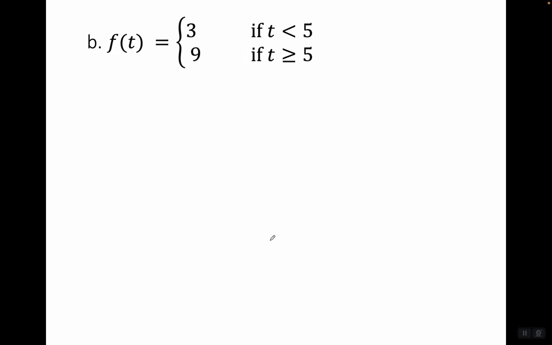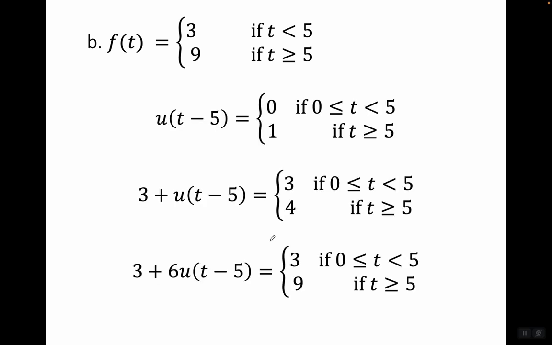Let's express this in terms of the Heaviside function. F of t equals 3 for t less than 5, and 9 for t greater than 5. Okay, so here again is the Heaviside function. We don't want this to be 0 and 1, we want it to be 3 and 9, so let's just add 3. If you add 3 to the Heaviside function, now it equals 3 for t between 0 and 5, and 4 for t greater than or equal to 5, which is close. We just don't want it to be 4, we want it to be 9. So we just need to multiply by a constant: 3 plus 6 u of t minus 5. It's going to be 3 between 0 and 5, and it's going to be 9 if t is greater than or equal to 5.